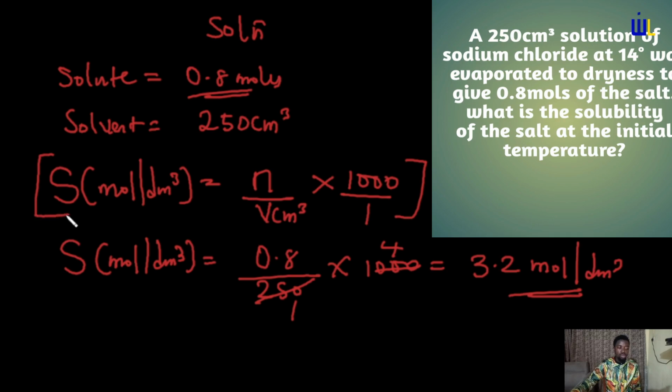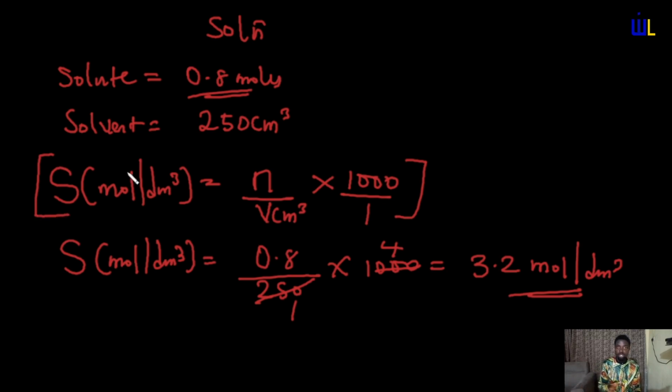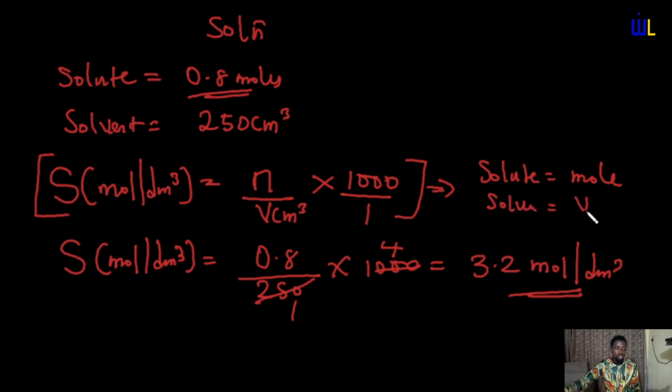Remember, we had to go through a mathematical procedure to derive this particular formula. So you have this, that whenever solute equals mole and solvent equals volume in cm³, this is the right formula to use. And that's that. Quite simple, right? Let's go to the next scenario.